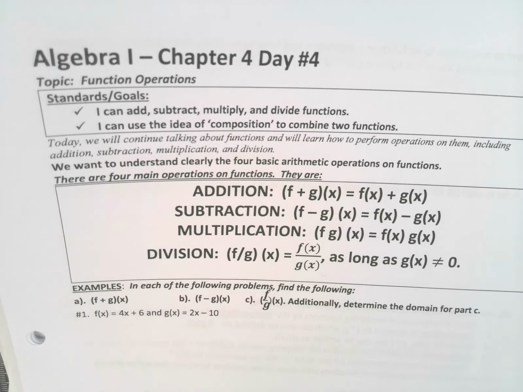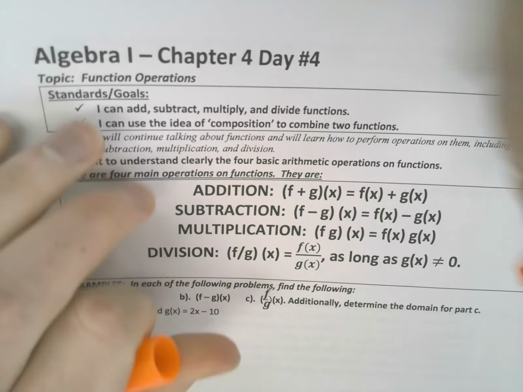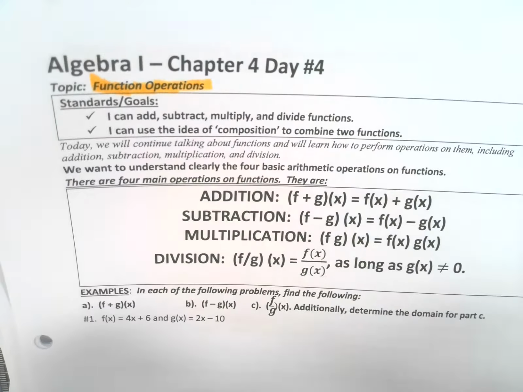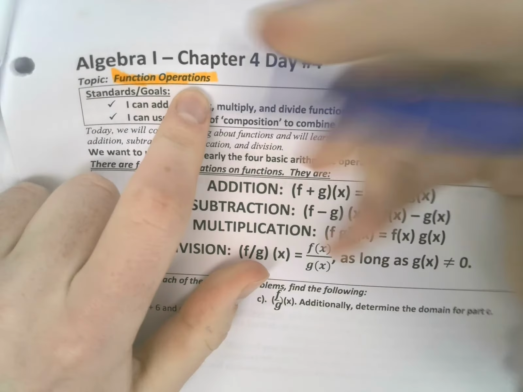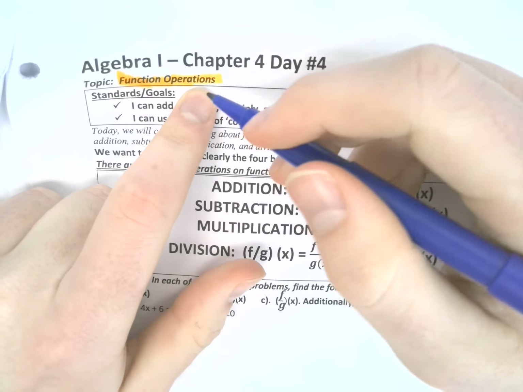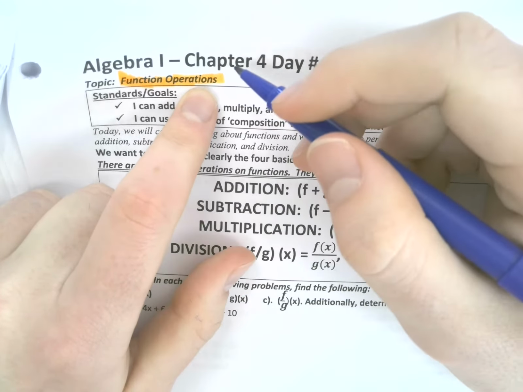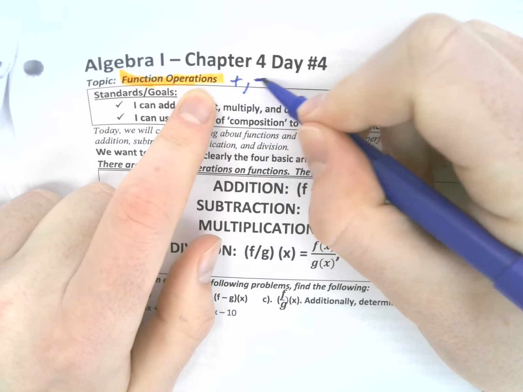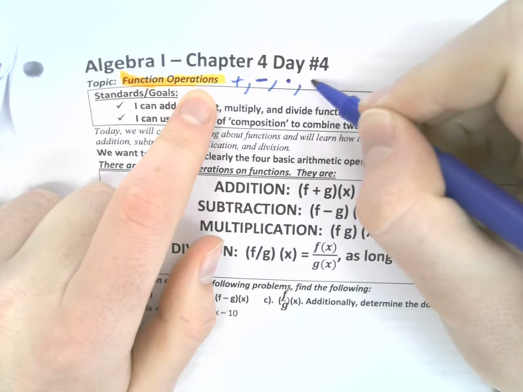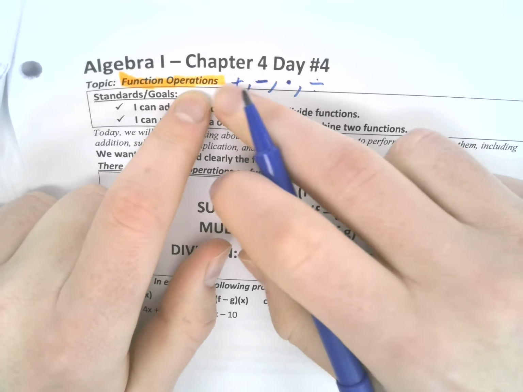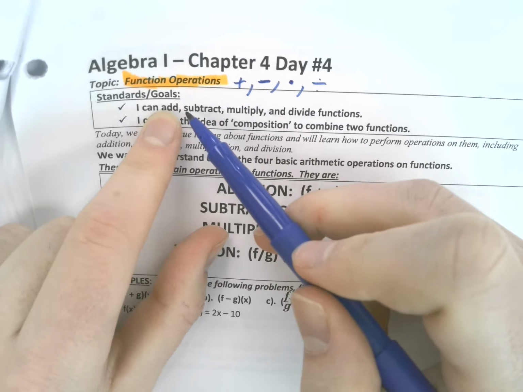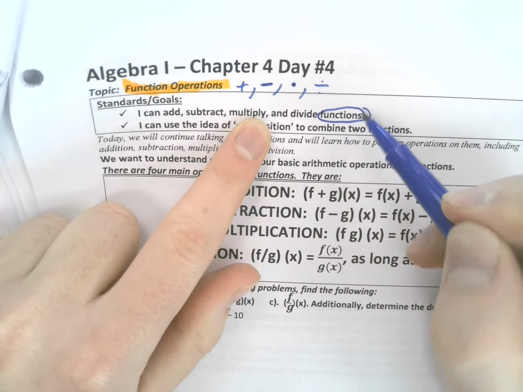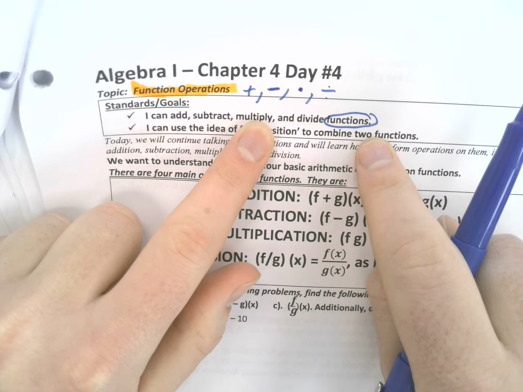Right, guys, we are at a little over the halfway point of this chapter. We're on day 4, and we're going to be introducing something called function operations. Now, you guys have heard of the order of operations. When we talk about operations, we of course mean adding, subtracting, multiplying, or dividing. And you're going to notice here, that's exactly what we have: adding, subtracting, multiplying, and dividing. Ooh, wait a minute, functions, as in plural.